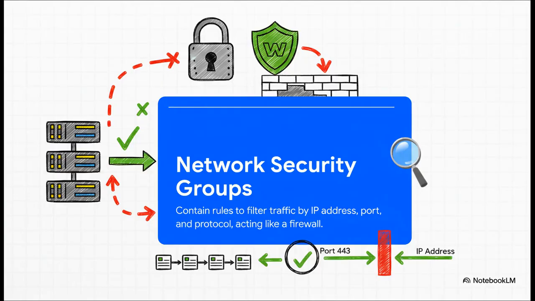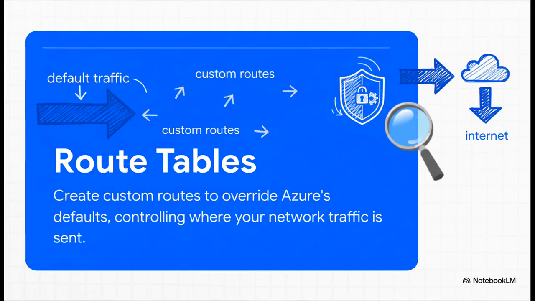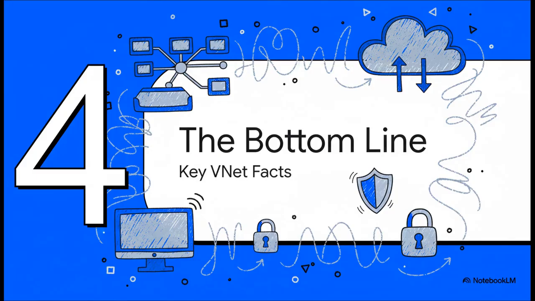So for that first job, filtering, your go-to tool is the Network Security Group, or NSG. Just think of it as the firewall for your VNet. You create these really specific rules that say things like, okay, let's allow web traffic on port 443 from this specific IP address, but block absolutely everything else. And for the second job, directing that traffic, you use route tables. See, Azure has its own default way of sending traffic around, but maybe you want all your internet-bound traffic to go through a special security device first. Well, a route table lets you override that default and create your own custom paths. You're the traffic cop.